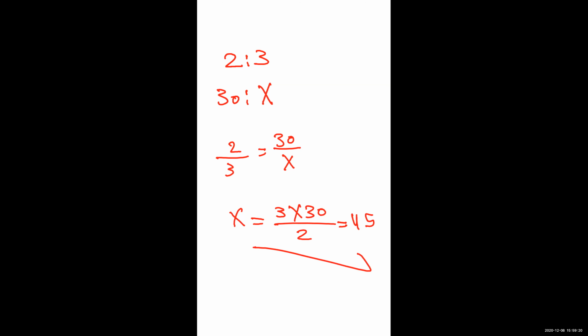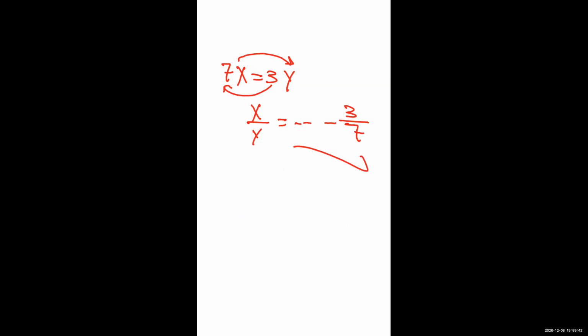Question 9. 7x equals 3y. So x over y equals dots. Of course, x over y will equal 3 over 7. Okay? Next.